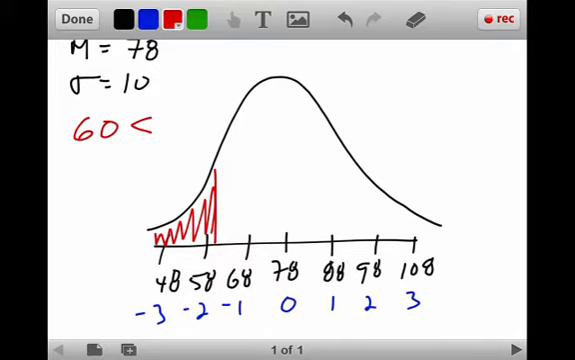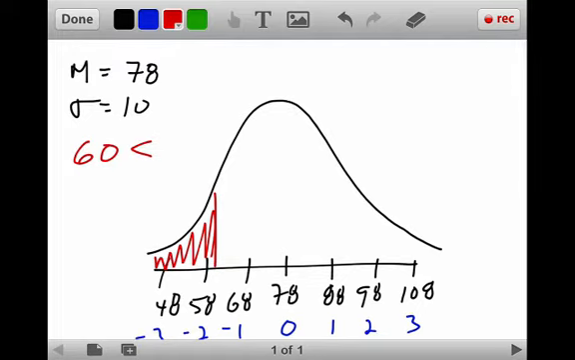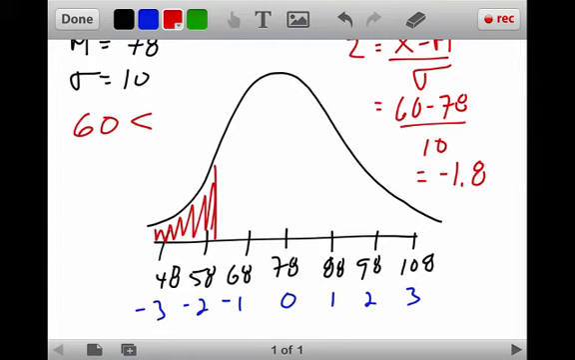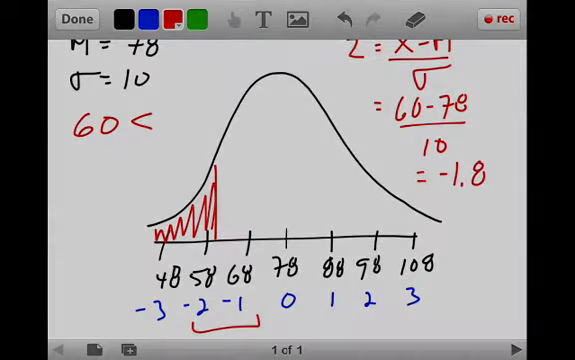The first thing that we need to do is convert this into a z-score. This is the z-score formula. You take your score minus the mean and you divide it by the standard deviation. So we have 60 minus 78 divided by 10. It gives us a z-score of minus 1.8. If we look here at the blue values, minus 1.8 falls between minus 1 and minus 2, which seems to be accurate. This is the first part.